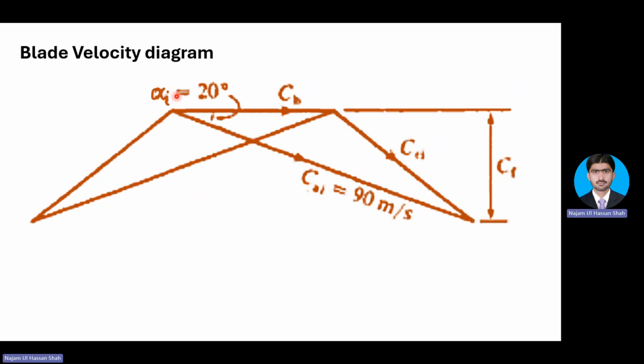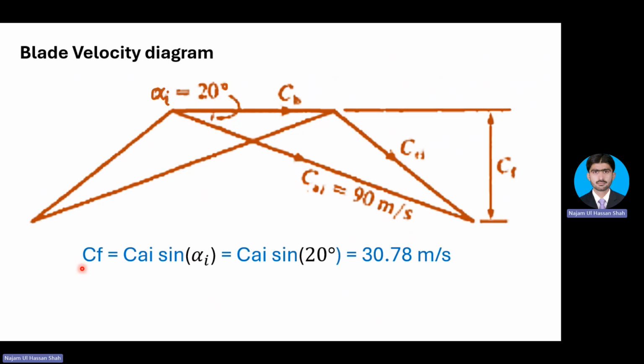So here is the velocity diagram. The upper side is CB, the blade velocity. On the right side, we have the inlet velocity triangle. The larger side being the absolute velocity CAI, which is 90 meter per second. The value is given. The smaller side here will be CRI, the relative velocity at inlet. And the vertical component of the absolute velocity will be CF, velocity of flow. So the angle of the absolute velocity, or the nozzle angle, is 20 degree.